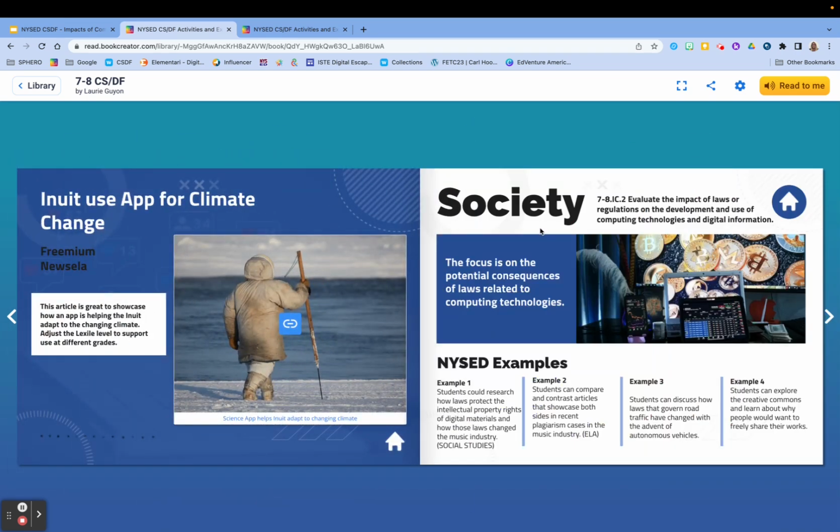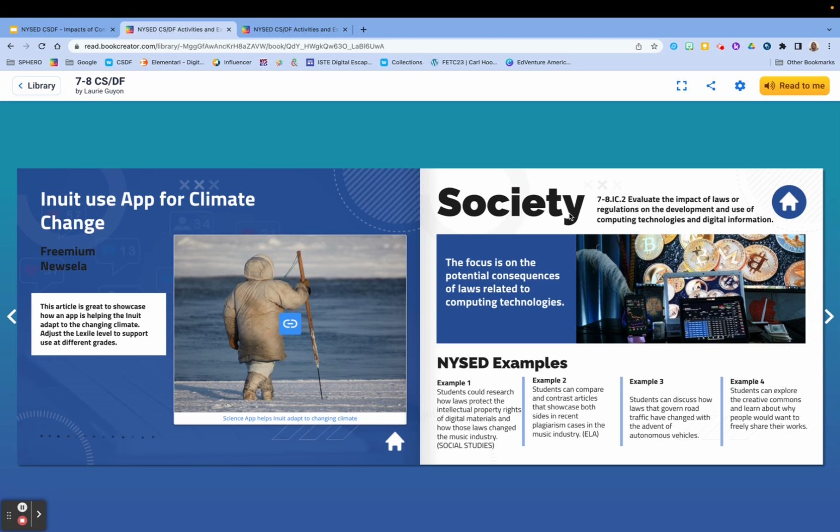The next standard within society is the sub-concept area number 2. So this is society impacts of computing 2. Evaluate the impact of laws or regulations on the development and use of computing technologies and digital information. Here we're thinking about the consequences of our laws, making sure that they're doing what we need them to do to cover our data and our information.